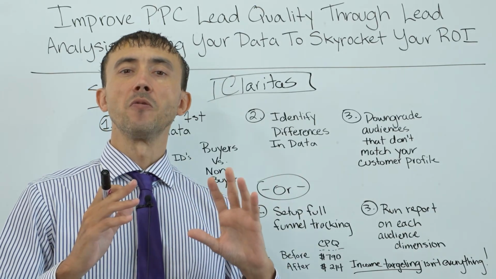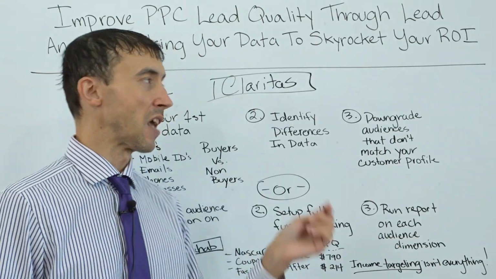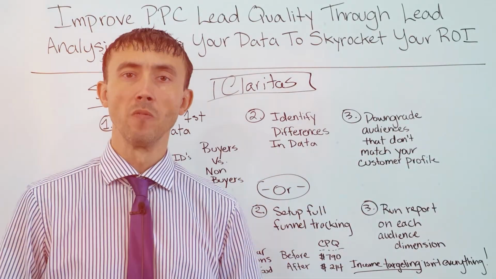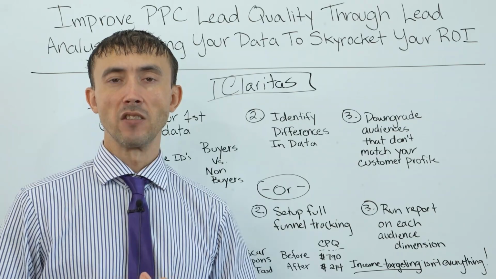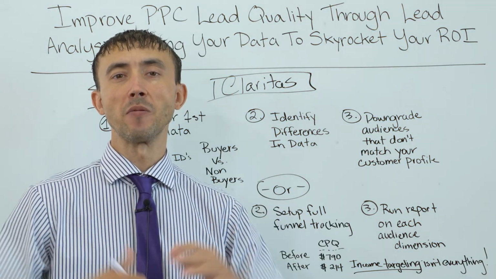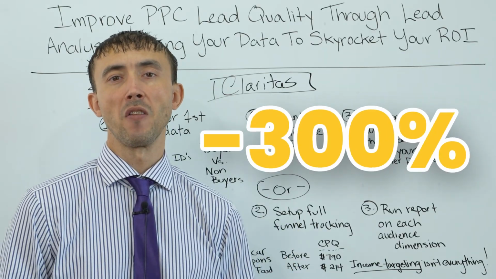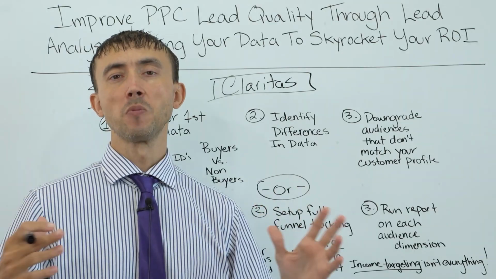If somebody eats fast food, it appears through the data that Claritas is going to give you, which you can Google Claritas and find them. If you find out fast food eaters are 3 times less likely to buy from you, then you can put a negative 300% bid adjustment on that, if you will. This is specifically what I'm talking about.